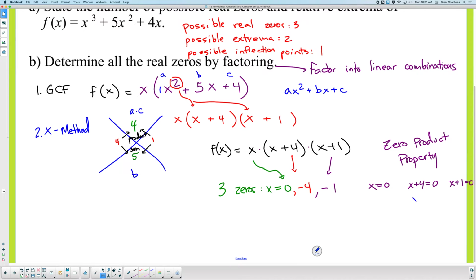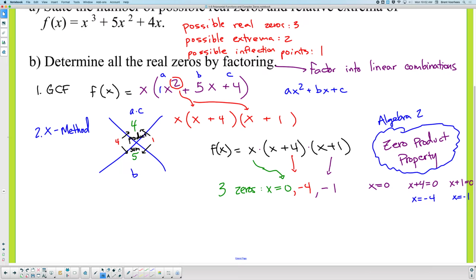That one's already solved. This would become negative 4. This would become negative 1. That's where that comes from. Just Google this later if you want to: zero product property from Algebra 2. And that's where I got those zeros from. And that's how we solve. Now there will be another method of factoring that I'm going to show you as the lesson goes on today. But that's how we do it.